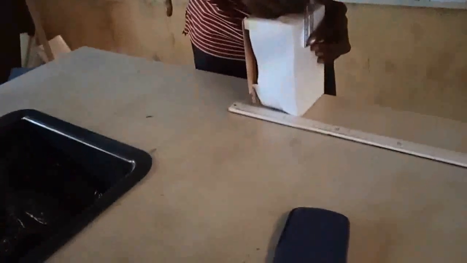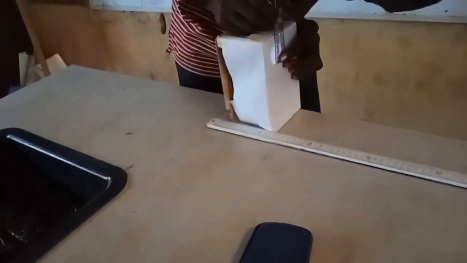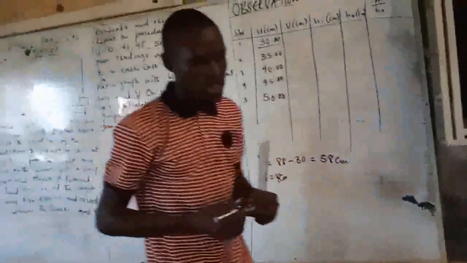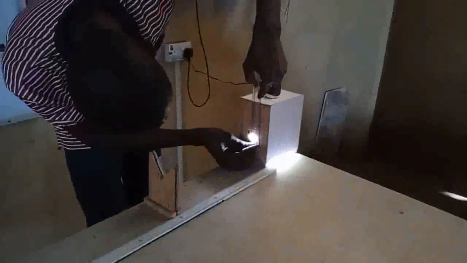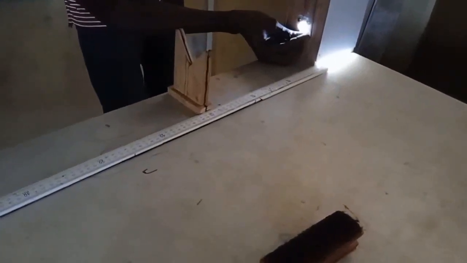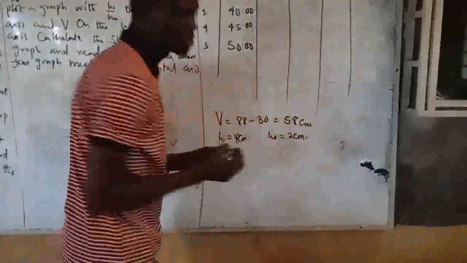This is the height of the image. I have an image height of 4 centimeter. The image height HI equals 4 centimeter. Now, the object height can be measured initially. The object height is always constant, and is measured as 2 centimeter. The object height H0 is equal to 2 centimeter.